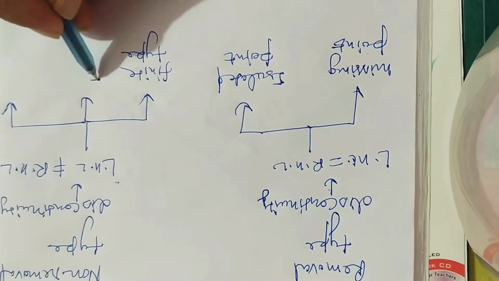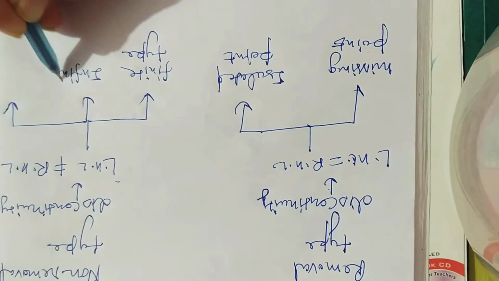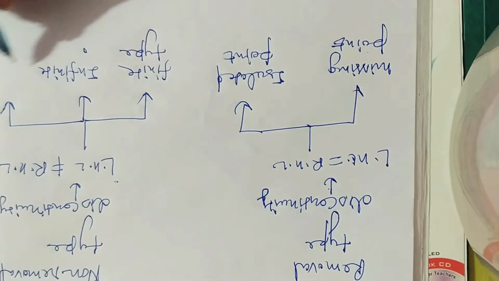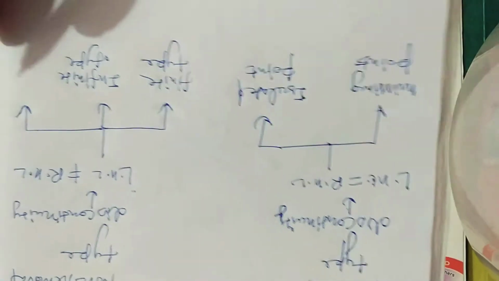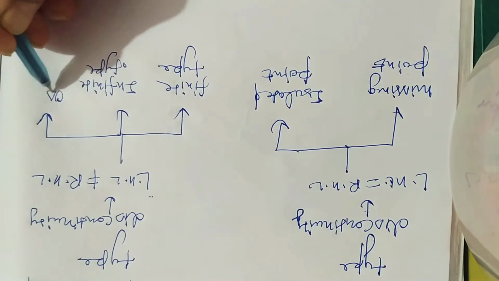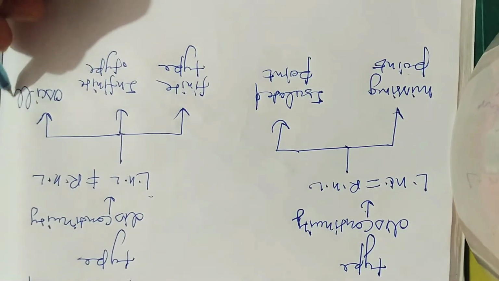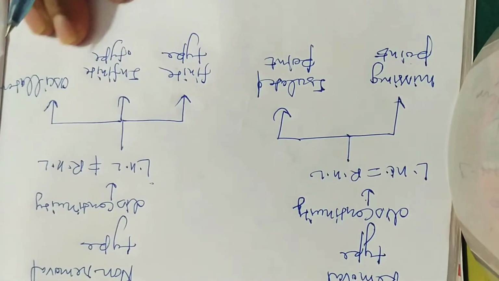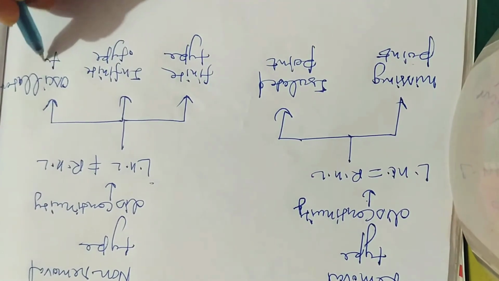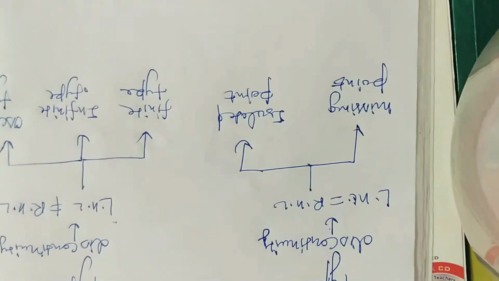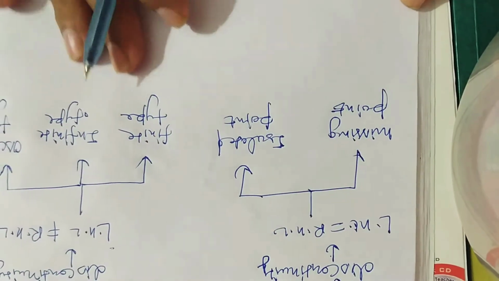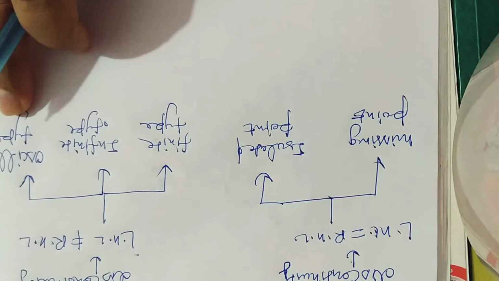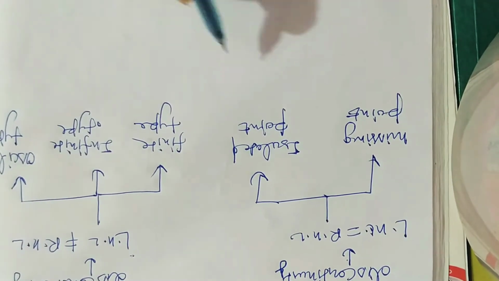infinite type discontinuity, and oscillatory type discontinuity. Again, we take an example. This is also oscillatory type.